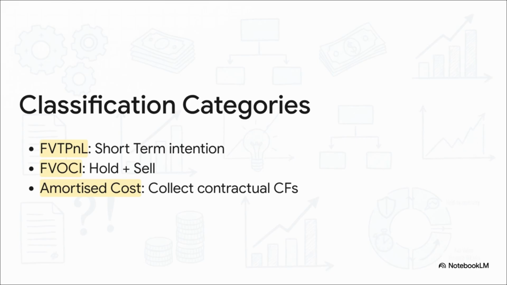If your intention is short-term trading, or if the instrument is some complex derivative, it goes straight to fair value through profit or loss, or FVTP&L. This is basically your default category if things get confusing. Now, if your business model is a mix of holding to collect cash flows and selling assets when the time is right, you use fair value through OCI. And, like we just mentioned, if you're purely holding it to collect those fixed cash flows, you're safely in amortized cost territory.